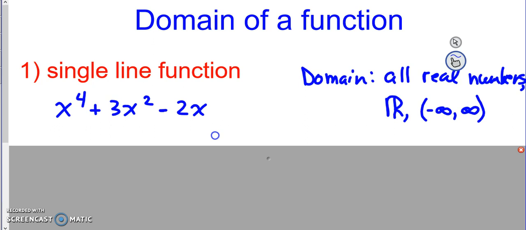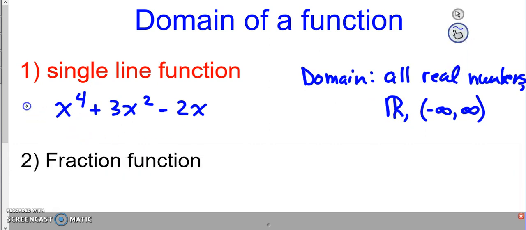There's no work to it. You can just see it. There's no fraction here. There's no square root. There's nothing else weird going on there. It is just a single line power function. Okay. Now, the second one is a fraction function.